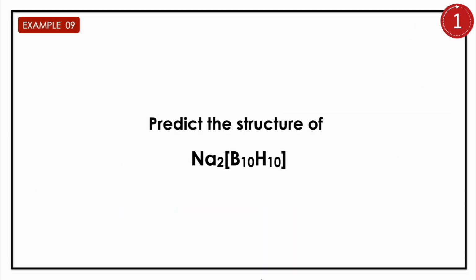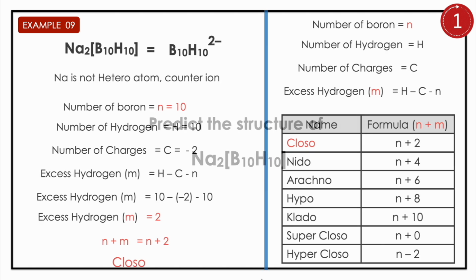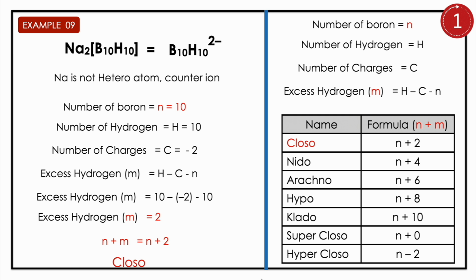Then the next example, here you have Na2B10H10. We should find the structure of the compound with Wade's rule. Here Na2B10H10 is given. You should be careful with the Na because Na is not a heteroatom. It is a counter ion. So we write the charges as B10H10 2 minus and Na plus. So Na plus is a counter ion. So we should only consider B10H10 2 minus.